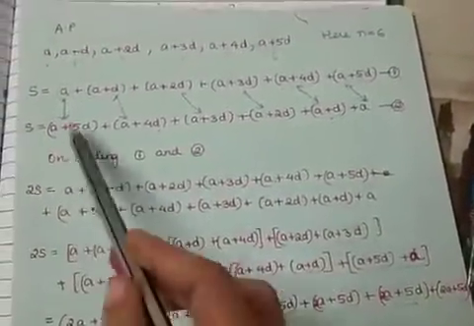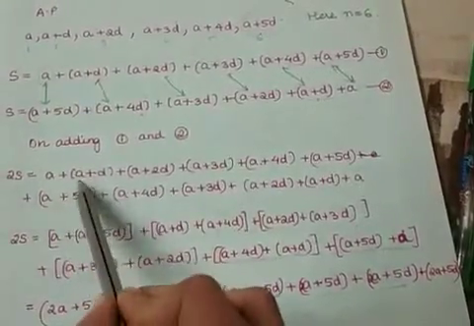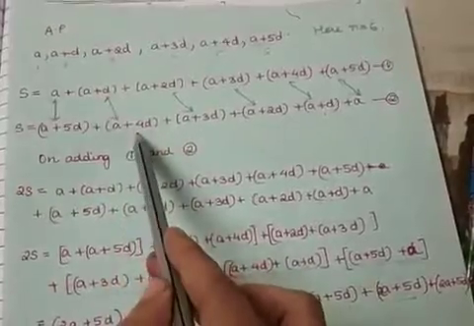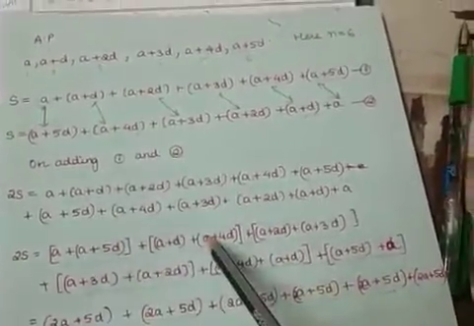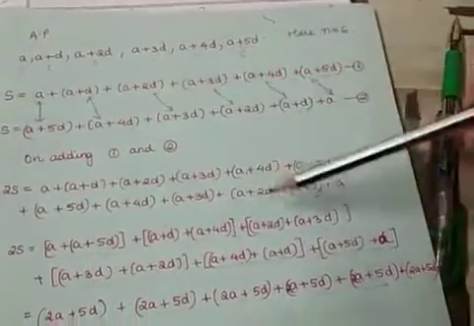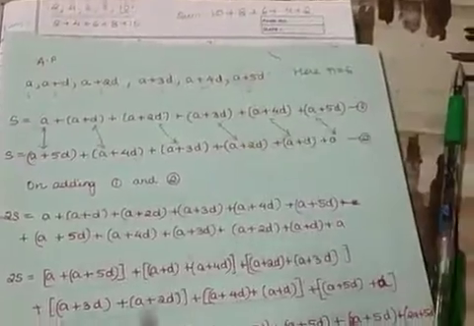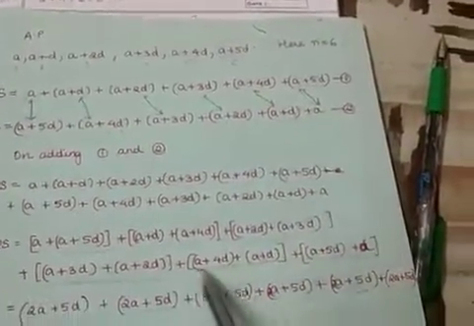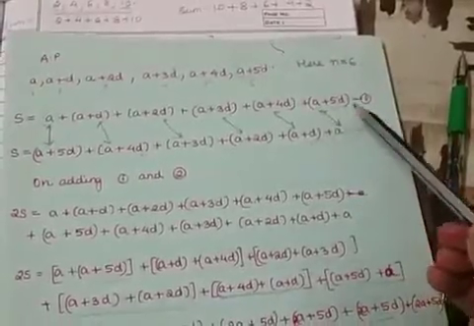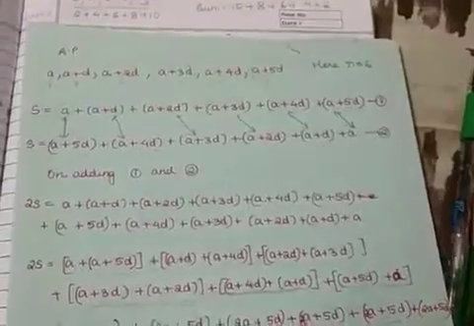a plus 5d, correct? A plus 5d. Then second term will be added to the second term of this. So a plus d plus a plus 4d. A plus 2d plus a plus 3d. Then a plus 3d plus a plus 2d. Then a plus 4d plus a plus d. Then a plus 5d plus a. Okay, this is what you get.